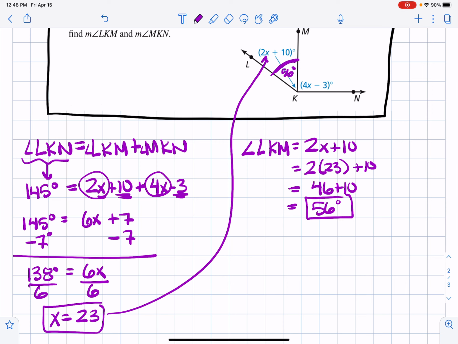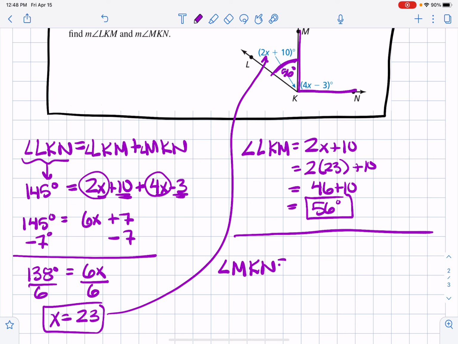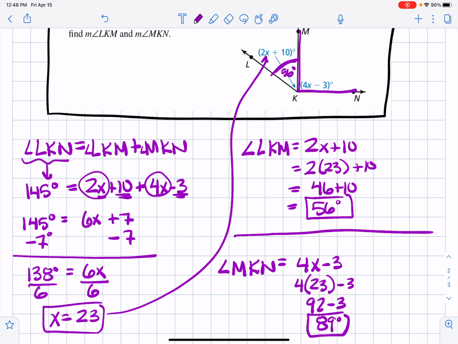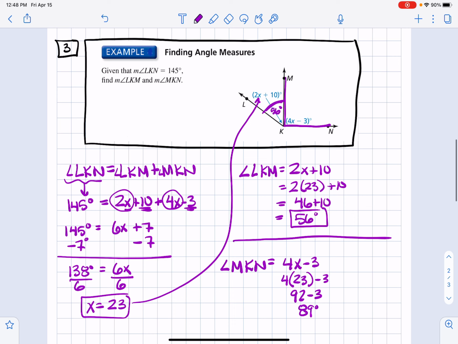We're going to do the exact same thing for the other angle, which is MKN. So angle MKN is equal to 4x minus 3. We found that x was equal to 23. So we're substituting: 4 times 23 minus 3. 4 times 23 is 92. So 92 minus 3, of course, is 89. So this is 89 degrees. And if you need to use a calculator for those, you're more than welcome to. But that's a very typical type of question that you're going to have on a skill check. So I would definitely take note of example number 3. And that's everything you need for this video.